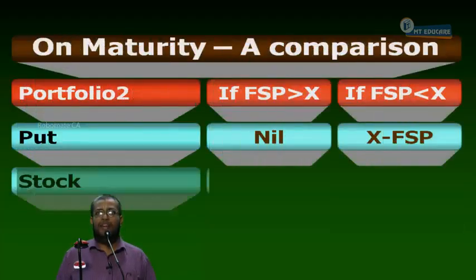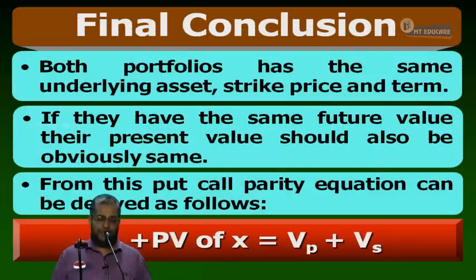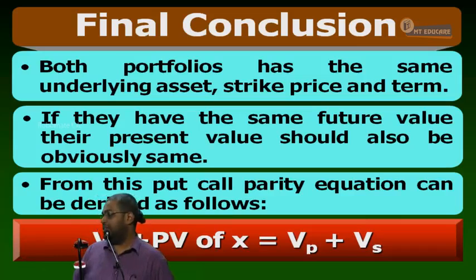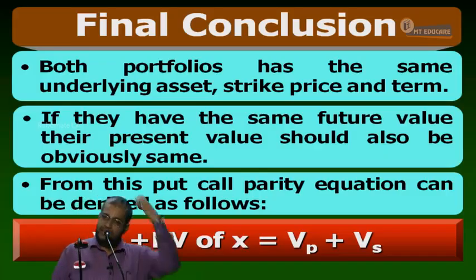Right below that, copy the equation. Write down VC plus PV of X. The equation is VC plus PV of X is equal to VP plus VS.